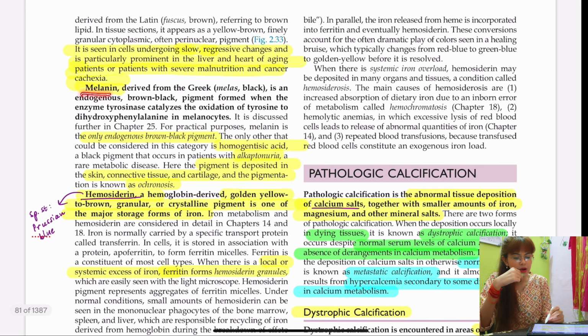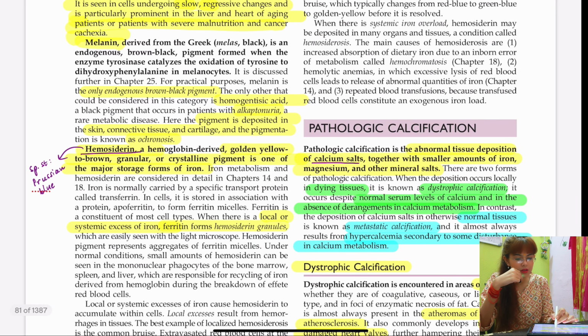So melanin is the only endogenous brown-black pigment, and there's another pigment called homogentisic acid which gets accumulated in something called alkaptonuria, where the pigment is deposited in the skin, connective tissue, and cartilage, and is known as ochronosis. All these things are important points. You will read about this in detail in biochemistry. Then hemosiderin is a golden yellow to brown colored granular or crystalline pigment, the major storage form of iron.